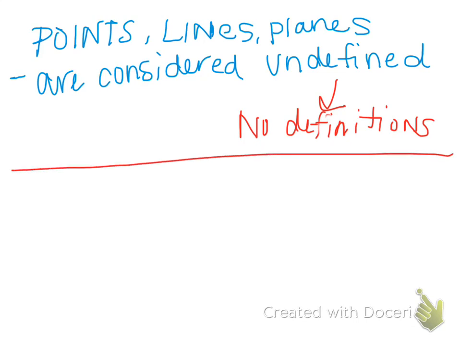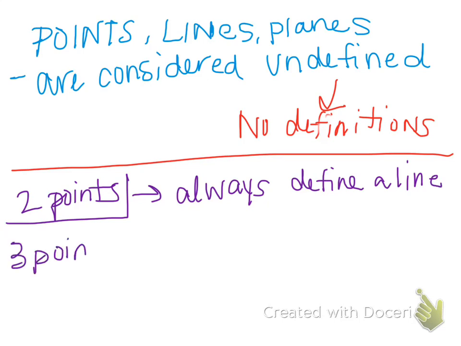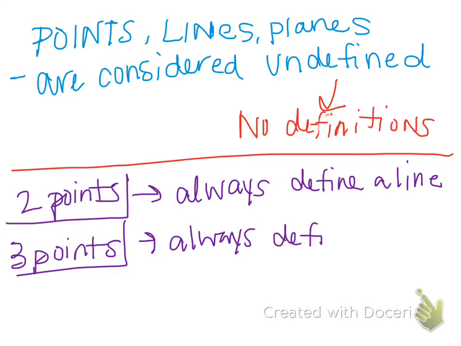Okay, and then 2 facts that you should know. That 2 points always define a line. Define, so always make a line. And then 3 points always define a plane. So I need 2 points for a line, and I need at least 3 points for a plane.